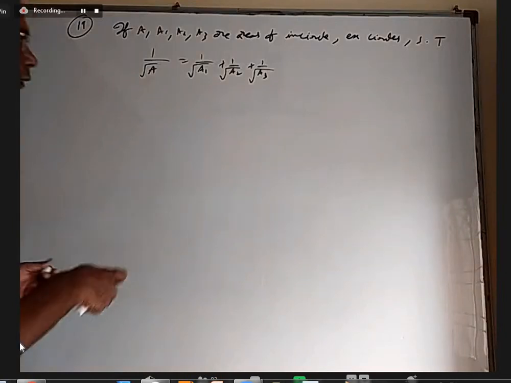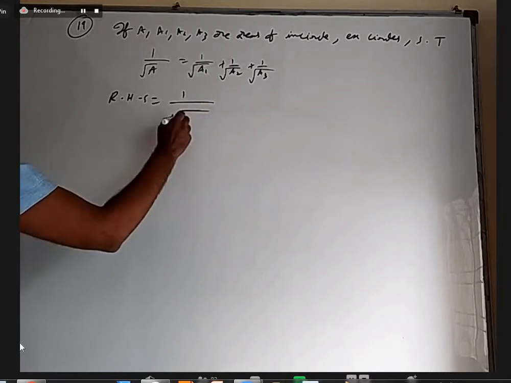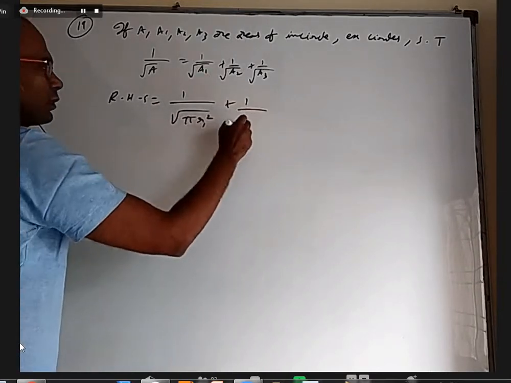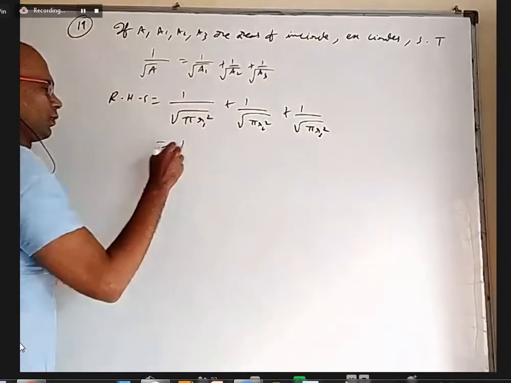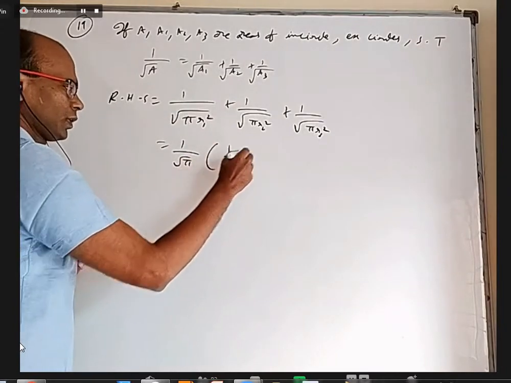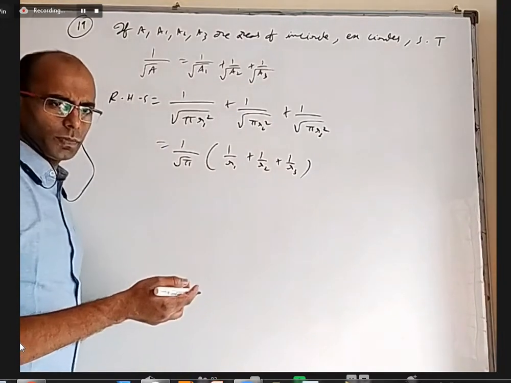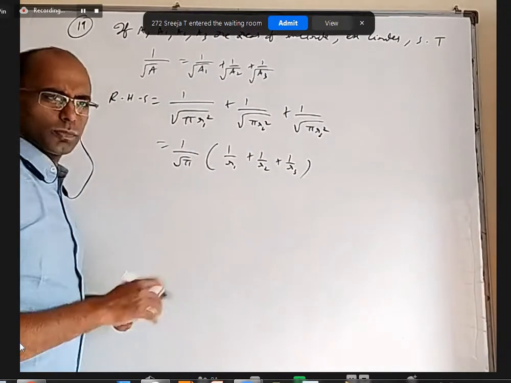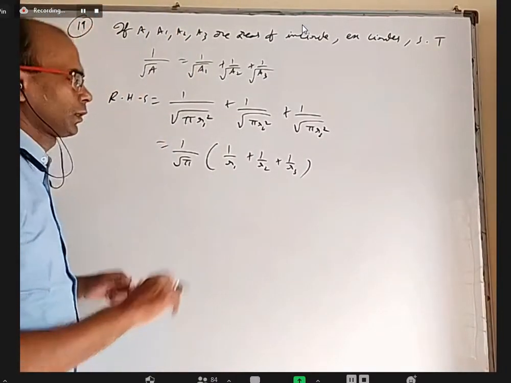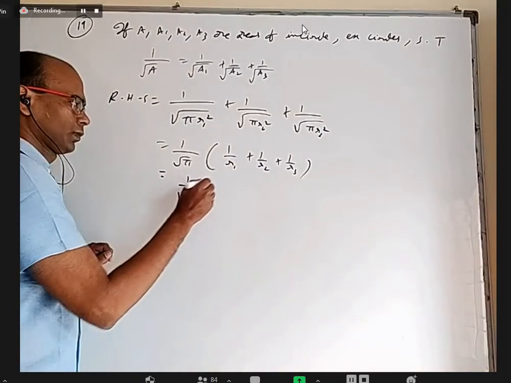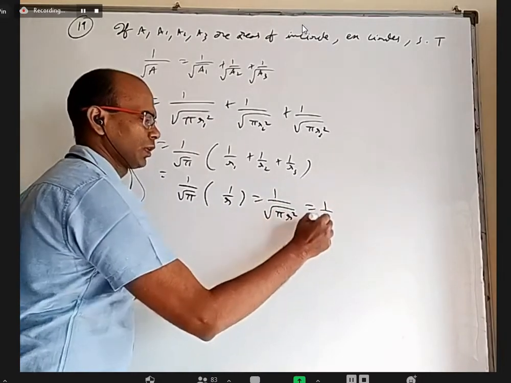A very easy question. On the RHS, if you take root A1, it is actually pi R1 square, the area of a circle. This is pi R2 square. This is pi R3 square. If we take 1 by root pi common, it is 1 by R1 plus 1 by R2 plus 1 by R3. We know it is 1 by R. Either you can use it, or if you want to derive it, it is hardly two more steps, you can easily derive. It will become 1 by R.